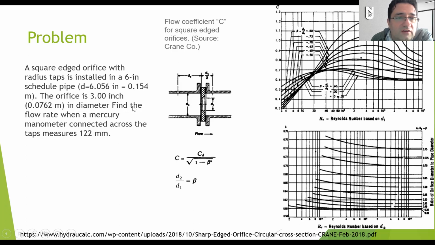The question is asking us to find the flow rate when a mercury manometer connected across the taps measures 122 millimeters. It means that there is a mercury manometer here, and it reads out 122 millimeters. It is just the mercury manometer. So you should know that this is the energy loss, 122 in millimeters. So we know the amount of energy loss in the system, and now we will calculate the flow rate.